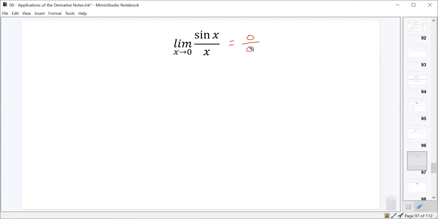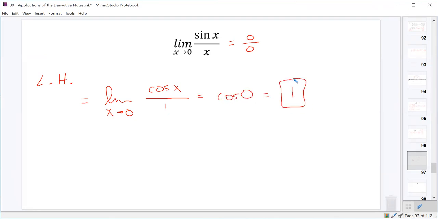But now that we know that this is 0 over 0, and we know how to take some derivatives, this just becomes the limit as x approaches 0 of the derivative of sine, which is cosine x, over 1, which is just the cosine of 0, which is 1. So that's going to make this problem quite a bit easier. We can see that it equals 1.